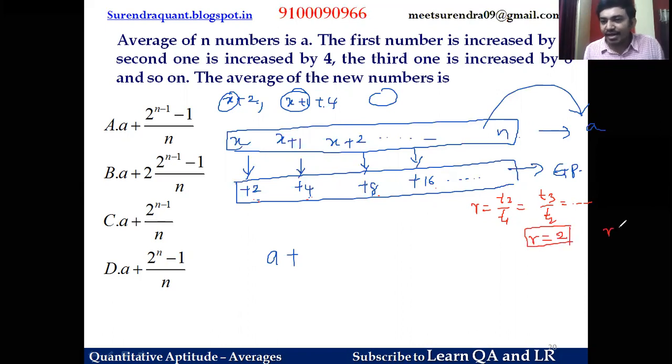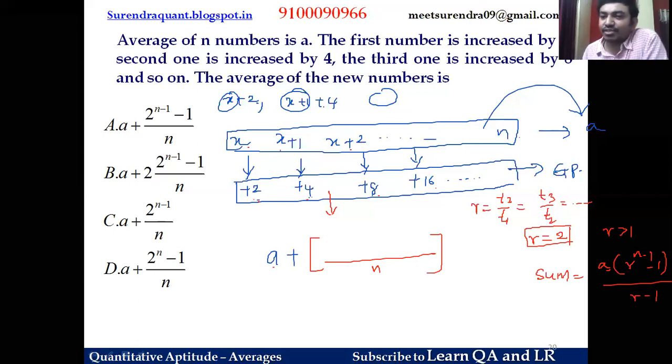Friends, if the common ratio is more than 1, what is the sum of all such numbers in GP? That is a into r power n minus 1 by r minus 1, where a is the starting term, r is the common ratio, n is the number of terms. So here the first x plus 1, x plus 2, and so on numbers have average A. Now coming to the second half of the problem, the average of these numbers. So sum of numbers by number of numbers is n.